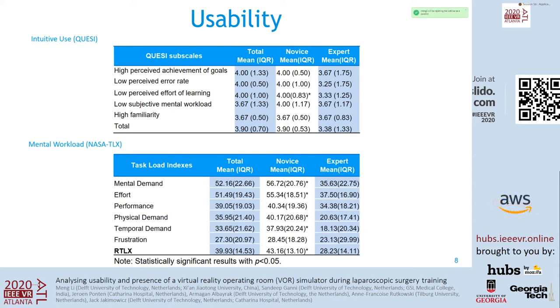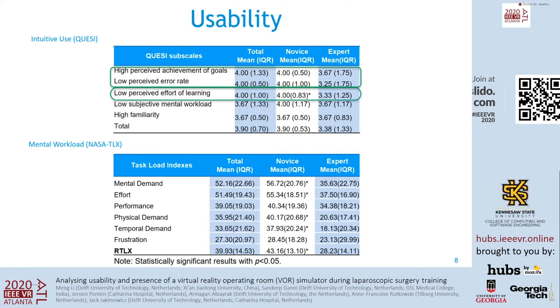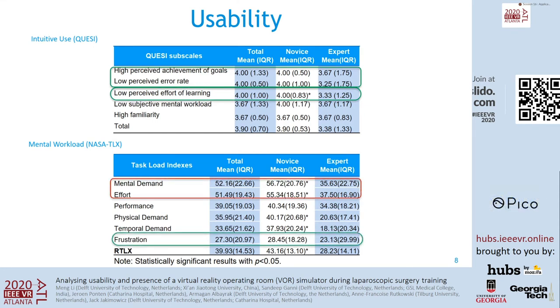From the usability results, we found that the VOR appeared intuitive and satisfying for laparoscopic procedure training. For example, for intuitive use, the achievement of goals is perceived as high and the error rate is low. Both of them are related to effective interaction. And the effort of learning is low and is associated with previous knowledge for the first time of use. The mental load level is moderate, among which mental demand and effort are the most influential factors for both experts and novices, and frustration is at the lowest level.